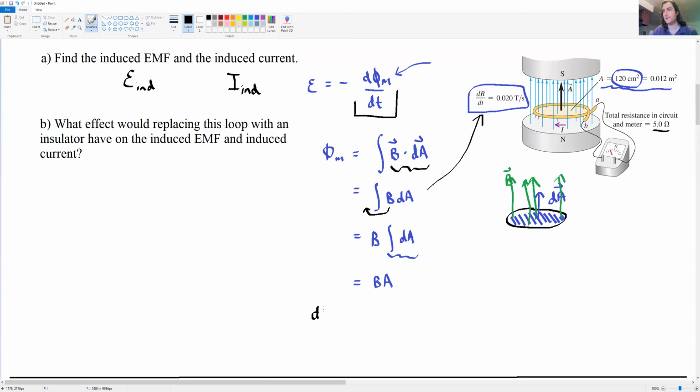So if I want to calculate dΦ/dt, then I'm taking the derivative with respect to time of the magnetic field, right? Or excuse me, the magnetic flux. So I want to plug in the magnetic flux here as B times A.